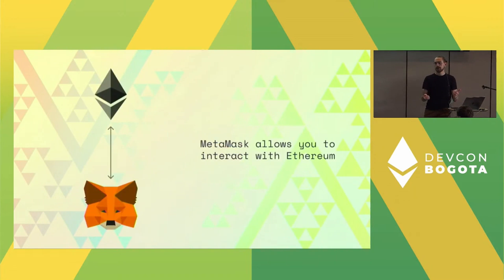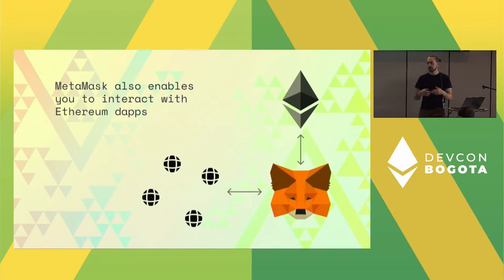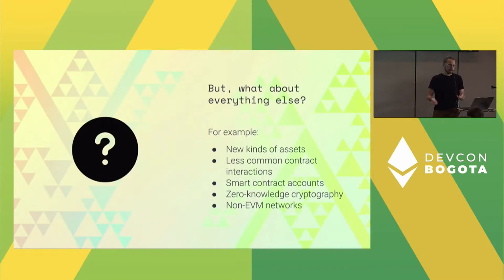MetaMask allows you to interact with Ethereum via an RPC endpoint. By default, we use our friends at Infura, but you can add whichever ones that you want. And that allows you to do stuff like send transactions from account one to account two. The really powerful thing about MetaMask is that it enables you to interact with Ethereum dapps. That is through our window.ethereum provider object that we inject into the web page. And that is what all dapps use in order to submit JSON RPC requests that are either handled directly by MetaMask or smart contract accounts.